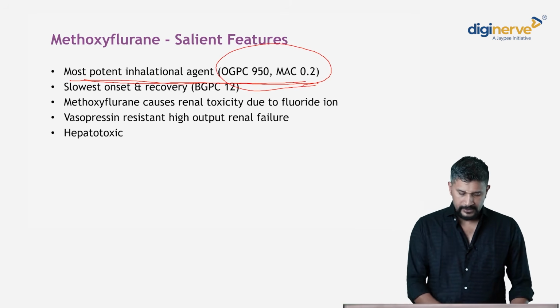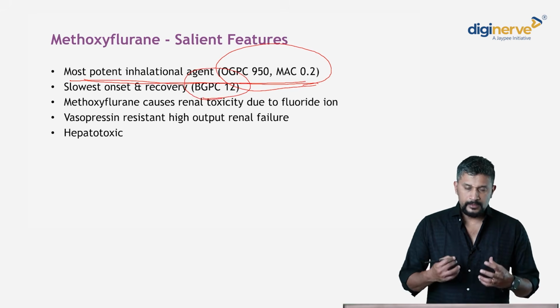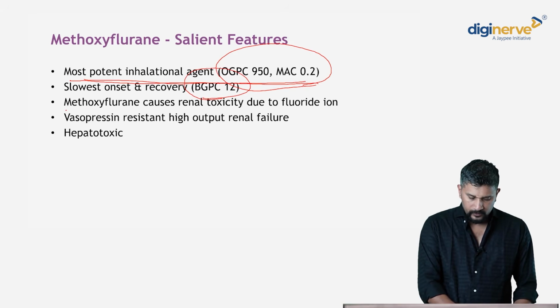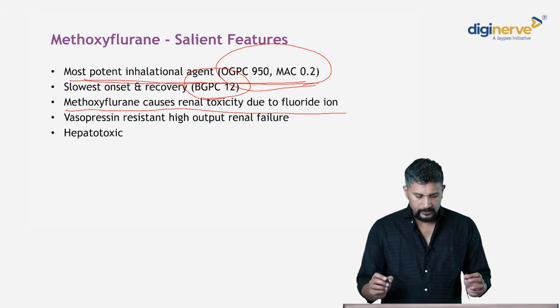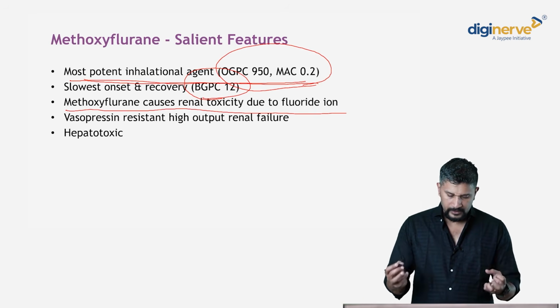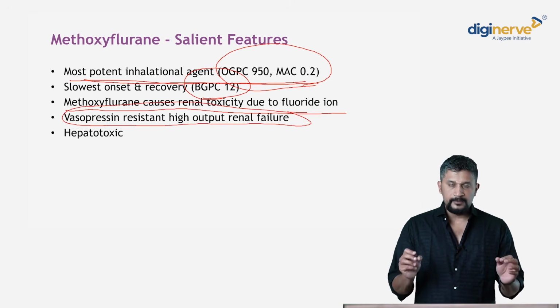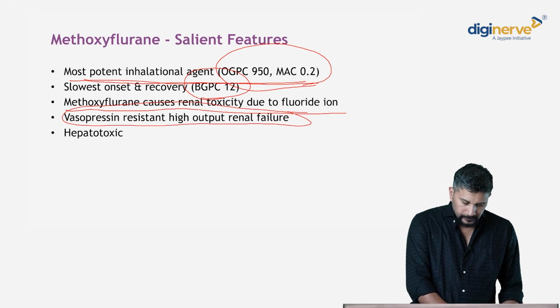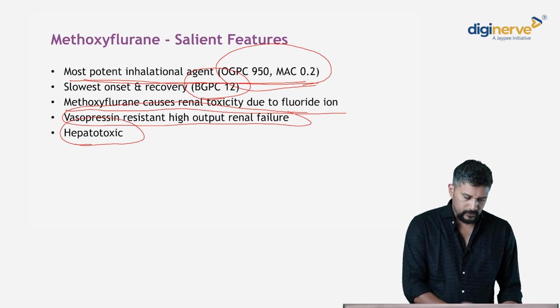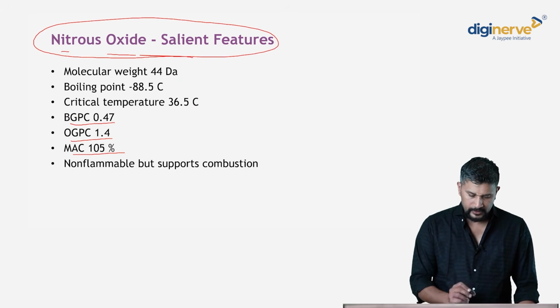However, the blood gas partition coefficient is 12, which leads to a slow onset and recovery. So methoxyflurane, we need to remember, just like your sevoflurane, it tends to be toxic to the renal vasculature because of the production of fluoride ions and can result in a vasopressin resistant high output renal failure. So these are things you need to remember about methoxyflurane. It is also hepatotoxic.